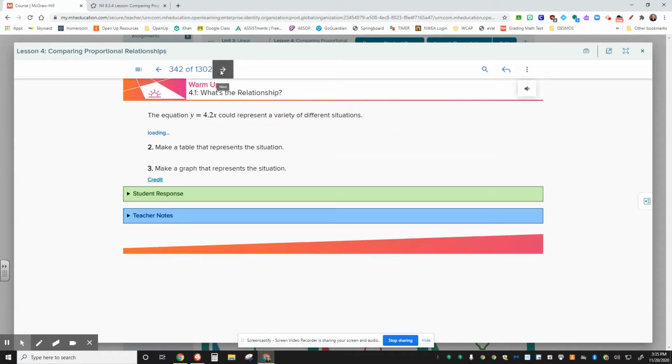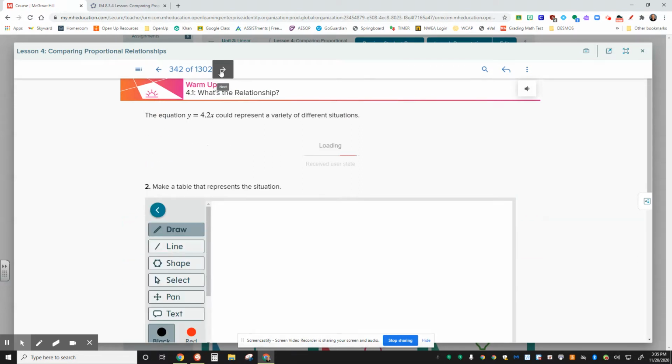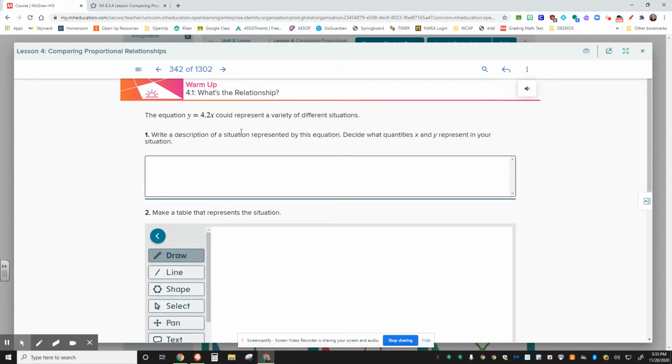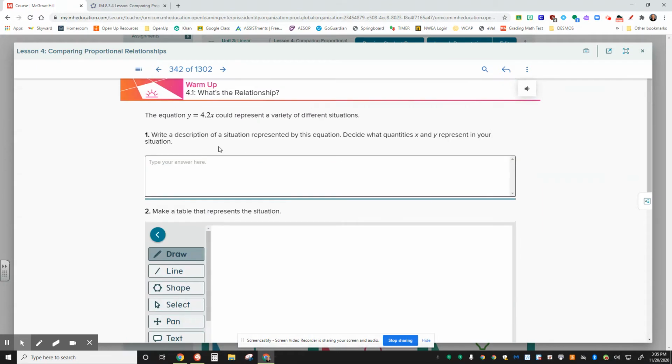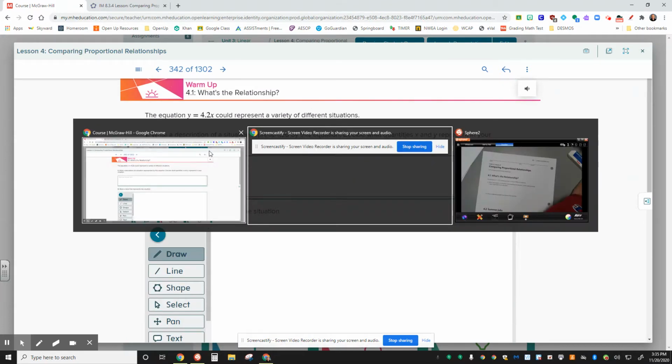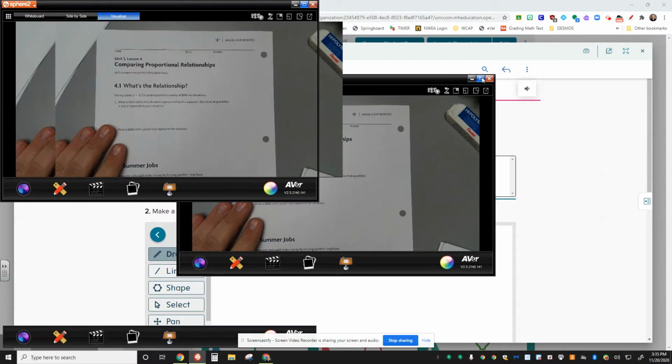An equation of y equals 4 2/10 x could represent a variety of different situations, and it certainly could. We're supposed to write a description of a situation represented by this equation and decide what quantities x and y represent in your situation. Then we're supposed to make a graph of that situation. So I have this situation right here.